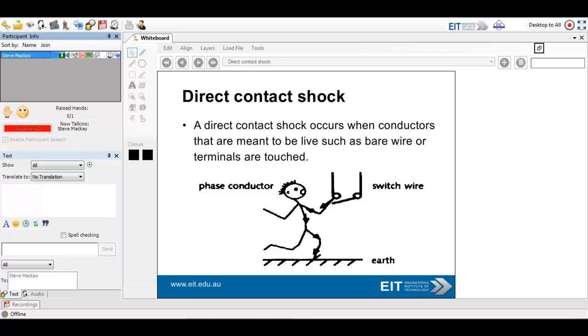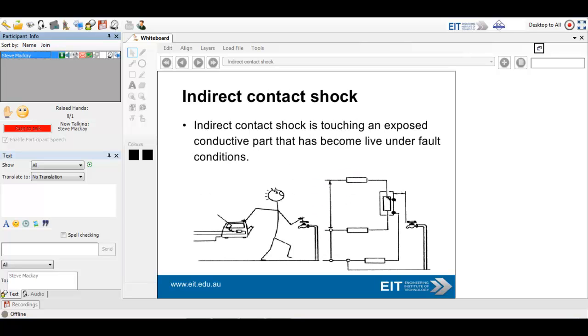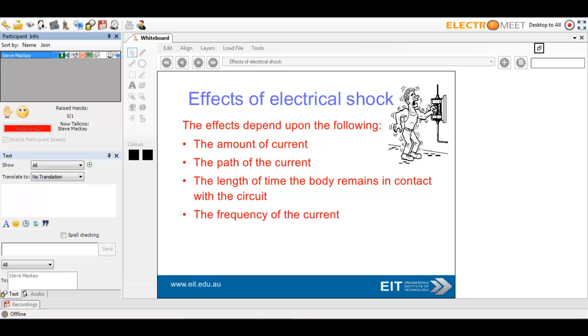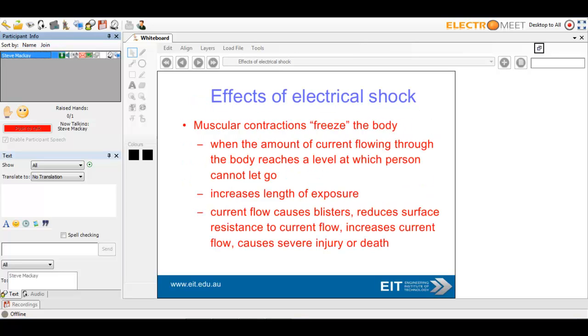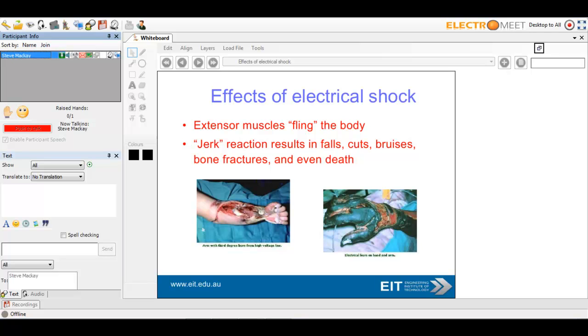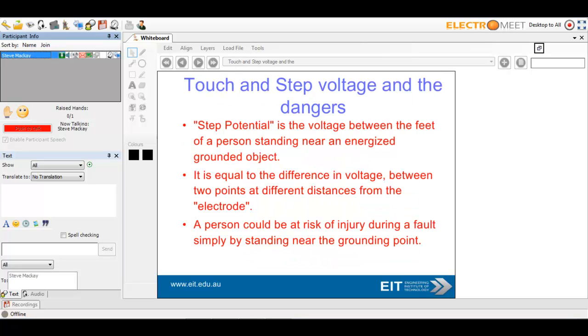Direct contact is you touching something, which could be very dangerous, or indirect is you touching an exposed conductive part that has become live under fault conditions. Obviously, either situation is not good. The amount of current going through your body will impact your heart and cause problems. Some very nasty pictures here of injuries caused. And the other one is arc flash, which can be pretty bad.